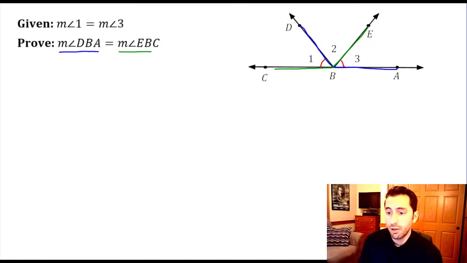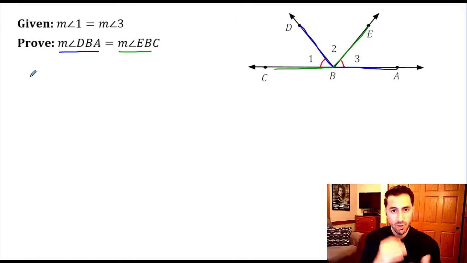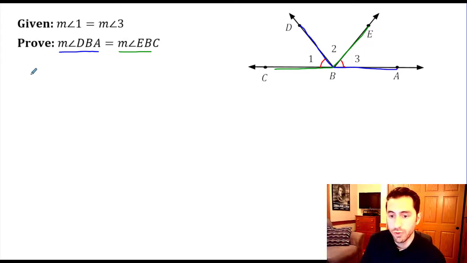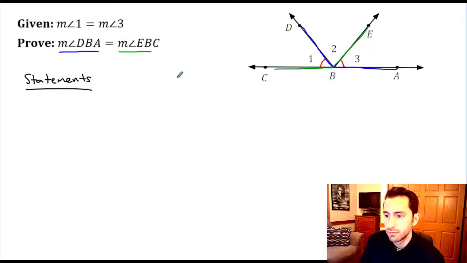So let's start writing our proof. One way that we can write a proof is with a two-column proof. So we're going to organize our statements that we want to connect together in one column, and then our other column will put all the justifications for those statements. So we'll do our statements in one column and our justifications in another.